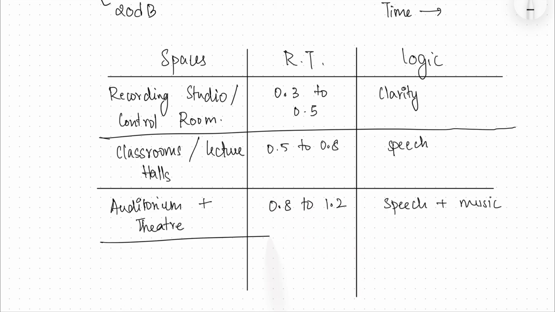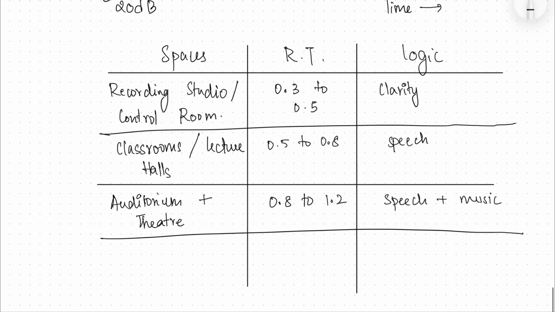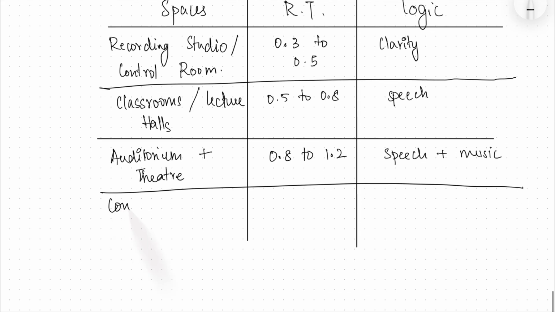And then you have concert hall, or opera house where a lot of music is involved. So you'll have longer RT to create richness in music. So you'll have 1.5 to 2.